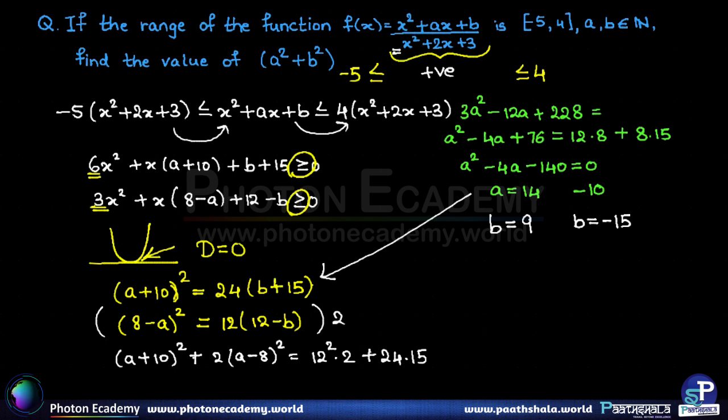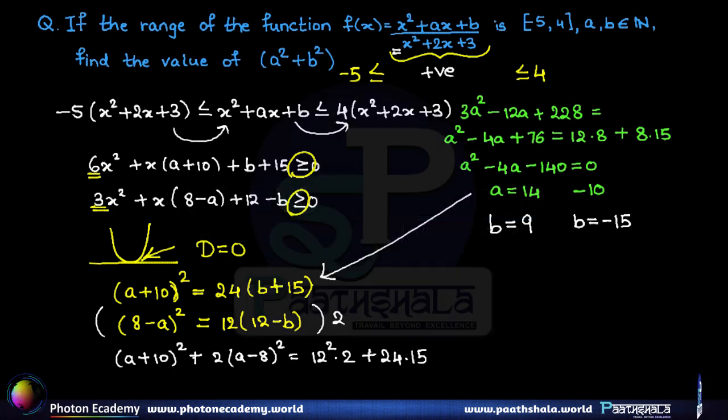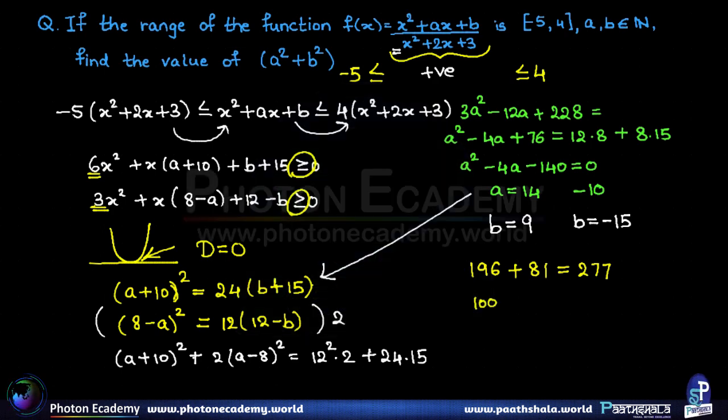Now we have to simply calculate a square plus b square. So in the first case it is a square, so that will be 196 plus b square is 81. So that is equal to 277. And in the second case we have 100 plus 225. So that will give us 325. So these are our final answers.